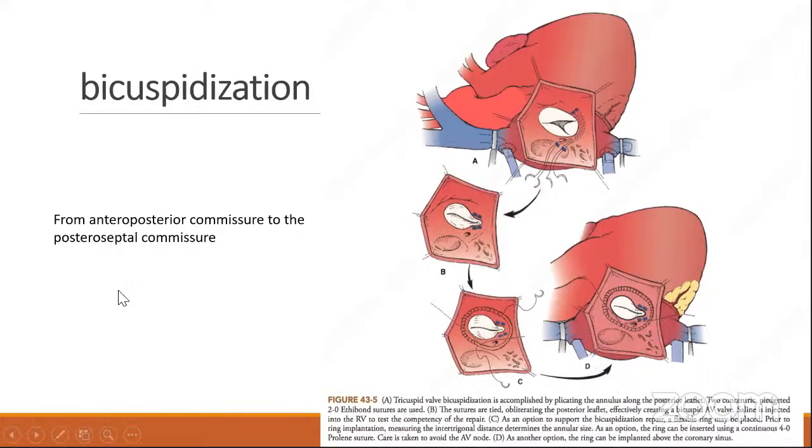Here for the bicuspidization, it starts from the anteroposterior commissure to the posteroseptal commissure. The sutures are tied, obliterating the posterior leaflet. Effectively, you're creating something like a bicuspid aortic valve. This is the bicuspidization technique.